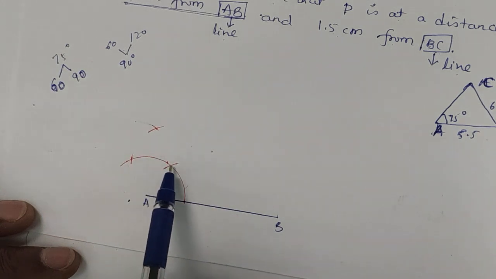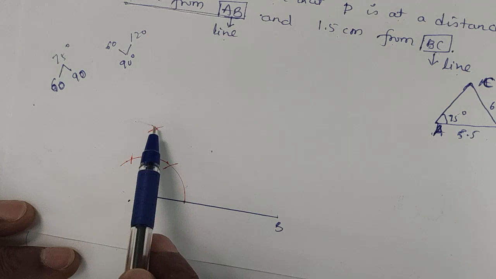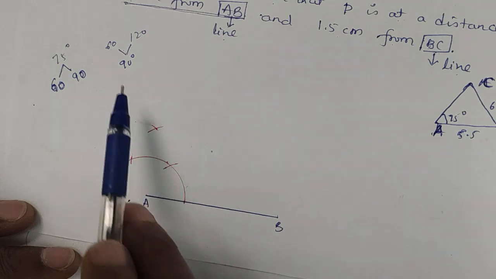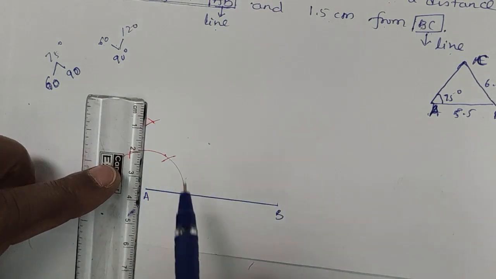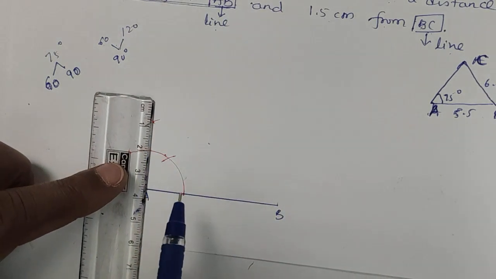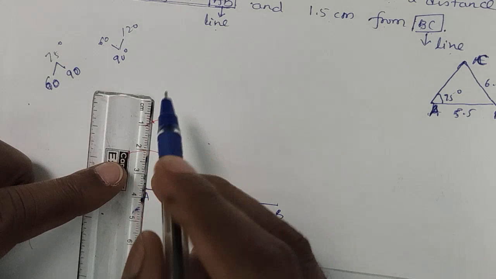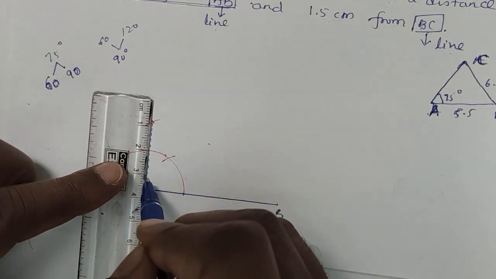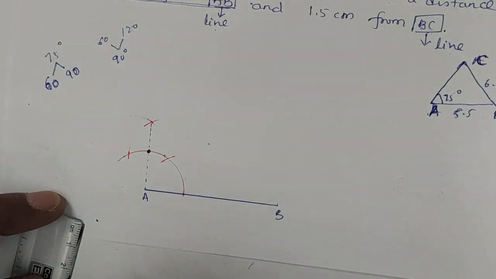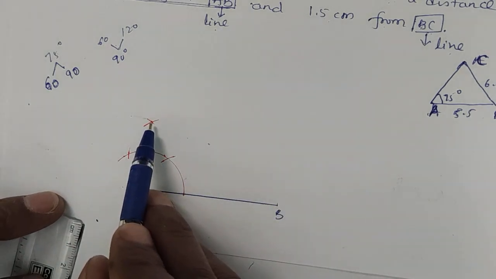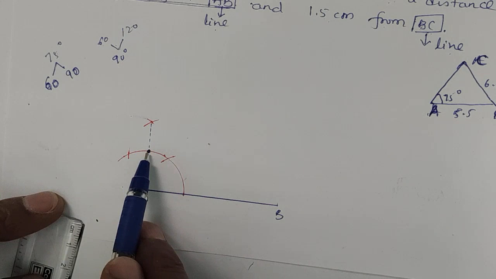If you are using 60 and 120 degree as two arcs here, then the required angle we got is 90 degree. This is a 90 degree arc, not 90 degree. From A, this 90 degree arc will join. When we join, what point do we get? This is taken as 90 degree. Remember, this is not 90 degree, this is a 90 degree arc. That's it.